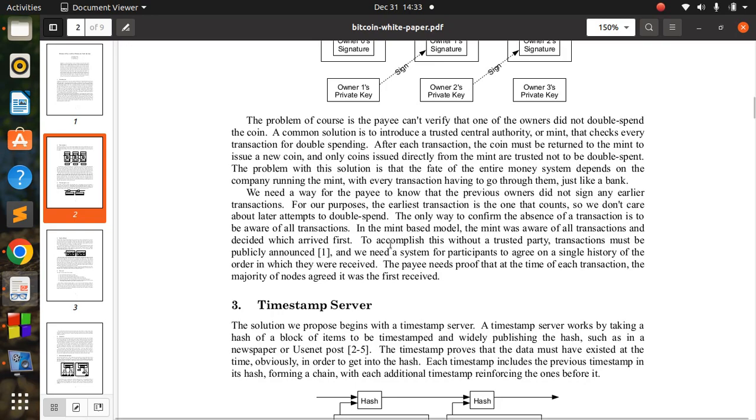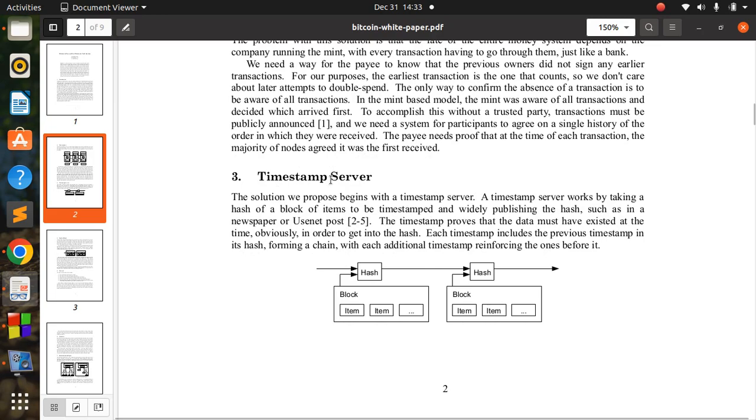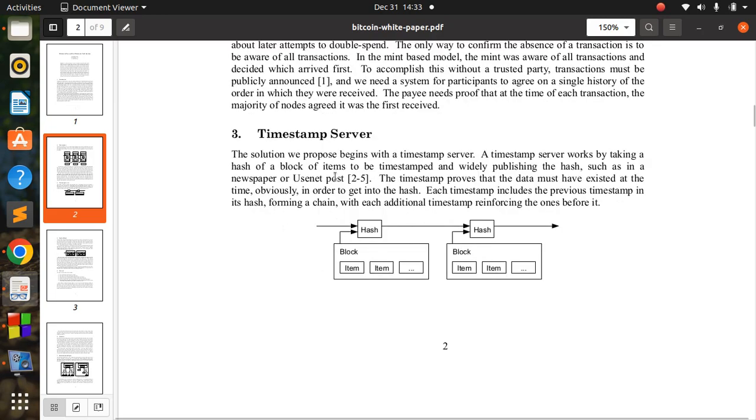So let's continue. Timestamp server. The solution we propose begins with a timestamp server. A timestamp server works by taking a hash of a block of items to be timestamped and widely publishing the hash, such as in a newspaper or Usenet post. The timestamp proves that the data must have existed at the time, obviously, in order to get into the hash. Each timestamp includes the previous timestamp in its hash, forming a chain.